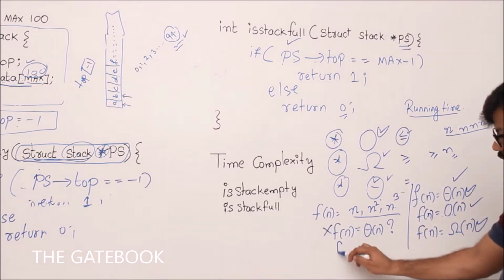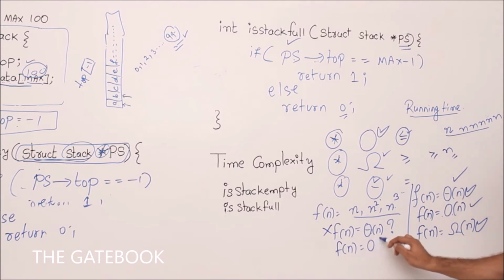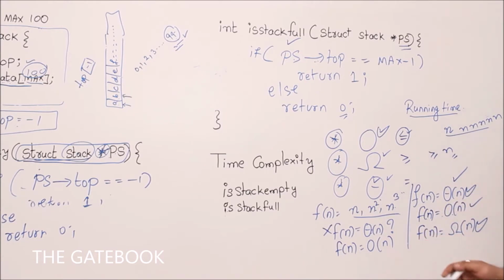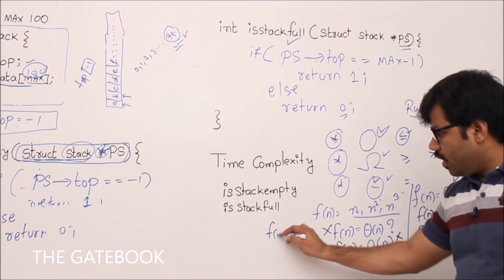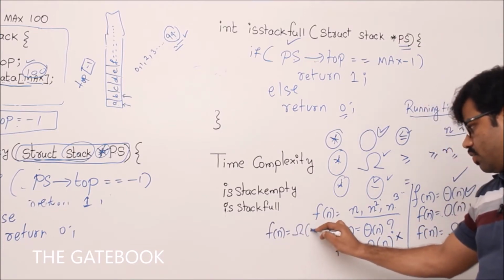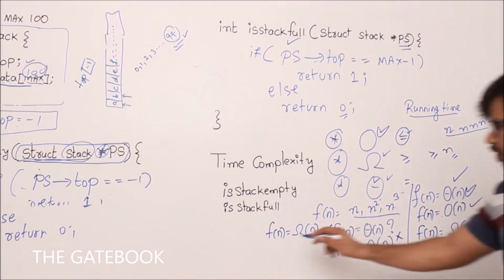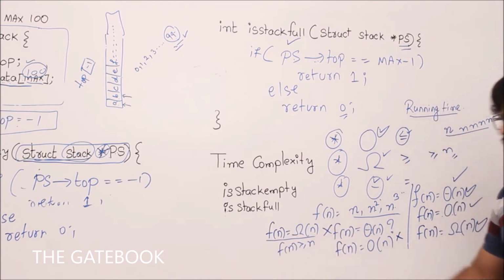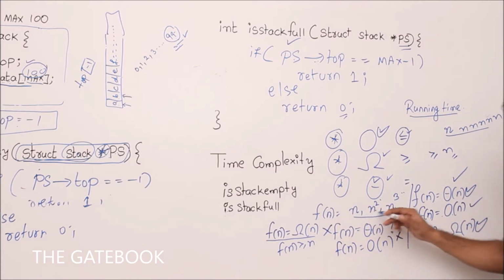Sir, can I say f of n equal to order of n in this situation? We'll see. To say f of n equal to order of n, your program's running time should be always less than or equal to n. No, sometimes it is n square, n cube. n square and n cube are greater than n, right? That's why this is also wrong. Then the only possibility is f of n equal to omega of n, I guess. Check it out. To say f of n equal to omega of n, f of n definitely should be greater than or equal to n. Your program's running time is greater than or equal to n, correct or not? Yes. Then it is perfect.